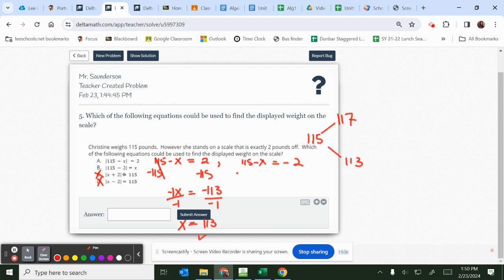What about here? I would subtract 115 from both sides. This would cancel. Bring down my negative x equal to negative 2 minus 115, which is negative 117. In front of the x is a negative 1, and I would break that up by dividing by negative 1 on both sides, and your x is 117. And thus we were able to get our two answers. That's why the answer for this is A.